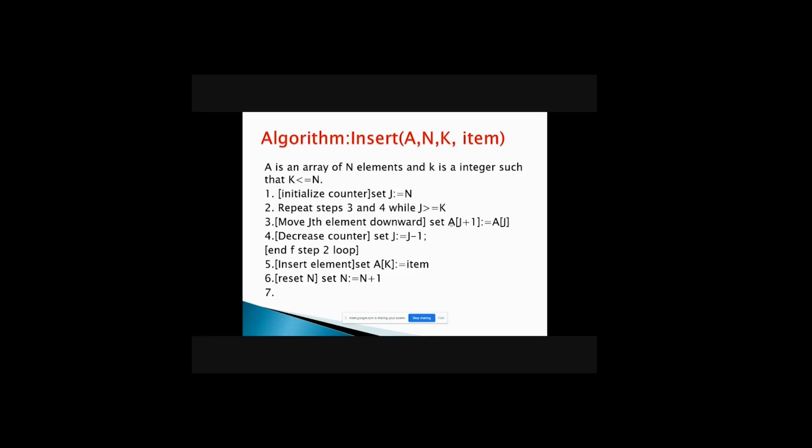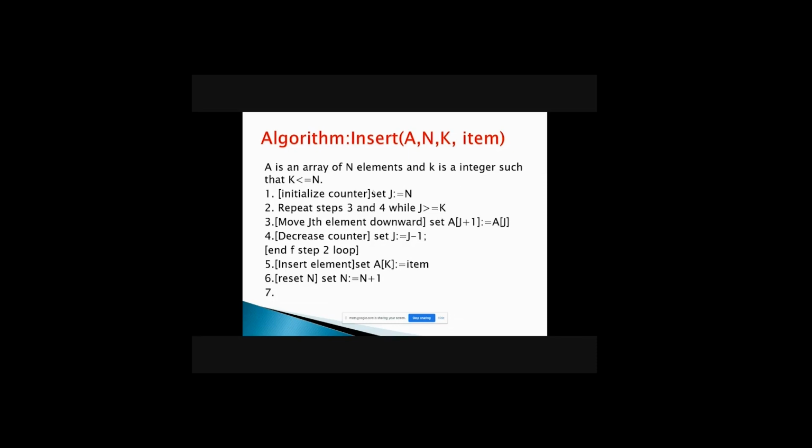Please remember, K is the position where the new item has to be inserted into an array A, such that the position has to be less than or equal to n. How do you start? First, initialize your counter. Set j equals n. J is where you are shifting from. Set j equals the last position, because you have to shift the last element first. So make j point to the last position in the existing array, that is, set the counter j equal to n.